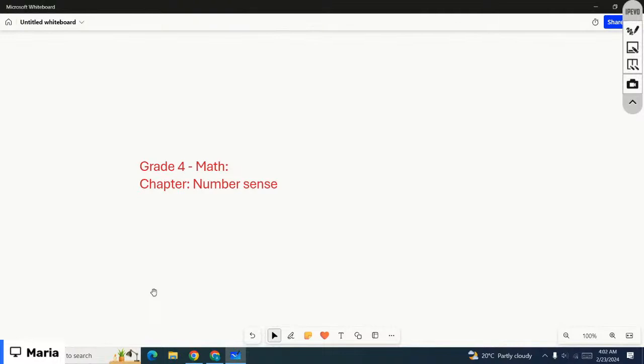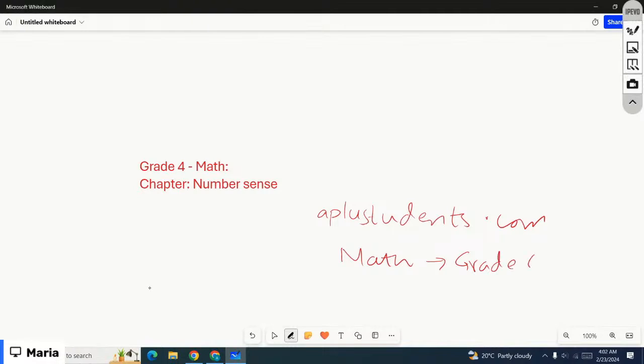We are here for grade 4 math. You can find all the lessons on aplusstudents.com. You have to log in there using your email address and password as provided by the administrator. Then you have to select math. From the subject tab, scroll down to grade 4 and then click on view all lessons. So there you can find the list of the chapters.